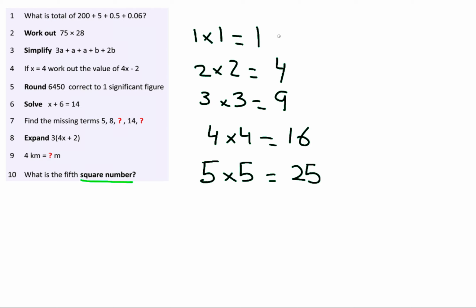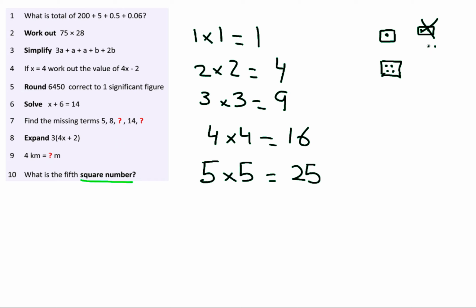Also, if you want, you can draw them. So 1 is a square number. Why? Because we can draw a square around it. 4, this is 4. Can we draw a square around 4? Yes, we can. So 4 is a square number. It's another way to check if a number is a square number. For example, 2. Is 2 a square number? Let's try to draw a square. No, this is a rectangle, so 2 is not a square number.